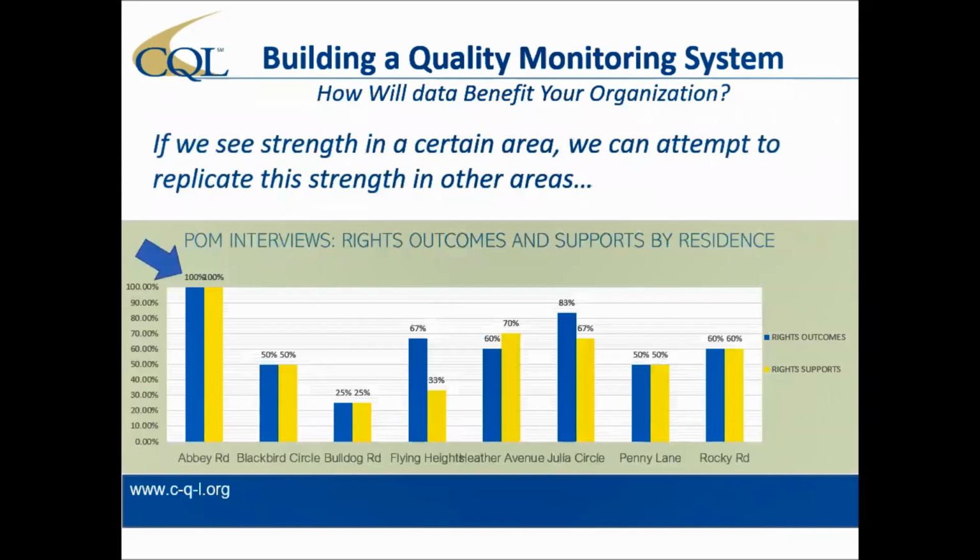So if we're seeing a positive number, in this case, it's personal outcome measures interviews, and if we're looking at our rights supports by residents in our organization, and we see that the Abbey Road residents has 100%, well, what are they doing at Abbey Road? So how can we replicate that in other areas across the organization? So these are all group homes named after Beatles songs.